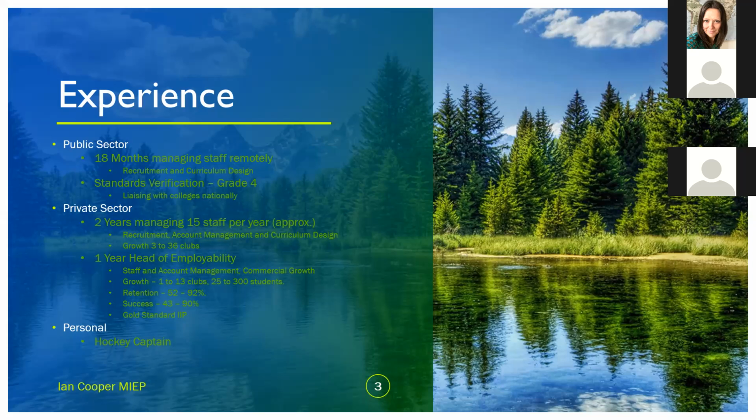If you're looking at increasing clubs, you would expect your retention and success to go down, but actually, due to the quality of the staff that I had with me, that went up, and that helped support getting the company I previously worked for the gold standard in Investors in People.